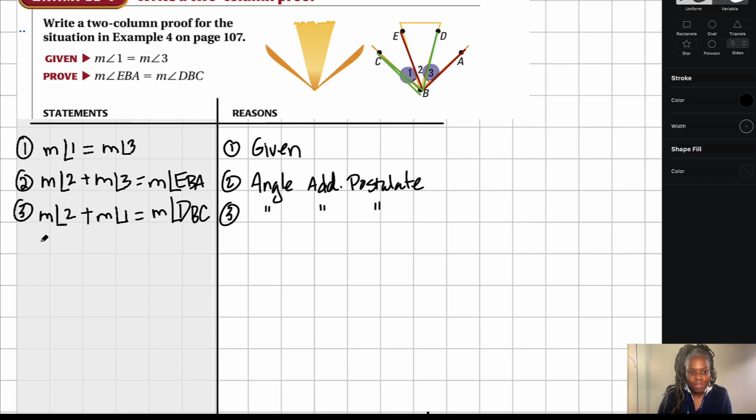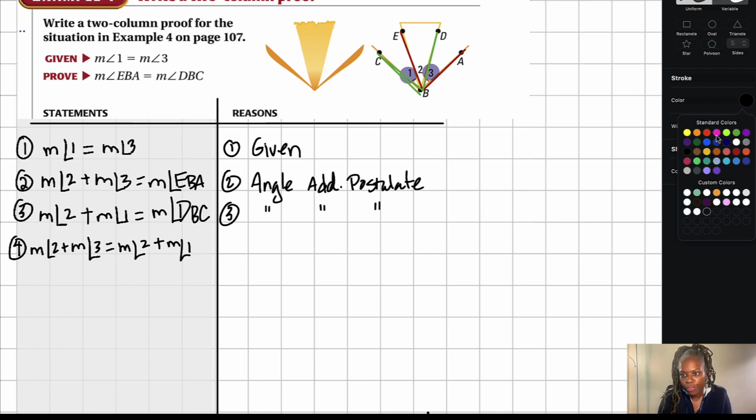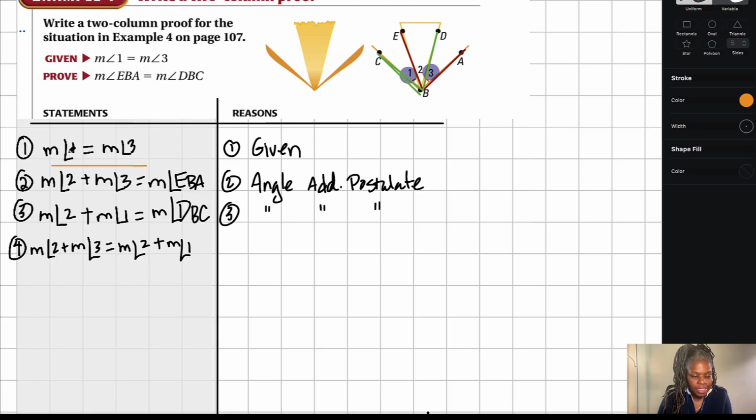So now that I have that, I'm kind of interested in the fact that I can write this relationship out, and you guys will see why we're doing it. The measure of angle 2 plus the measure of angle 3 has to equal the measure of angle 2 plus the measure of angle 1. And this comes specifically from looking at this first line. This first line says that the measure of angle 1 is equal to the measure of angle 3.